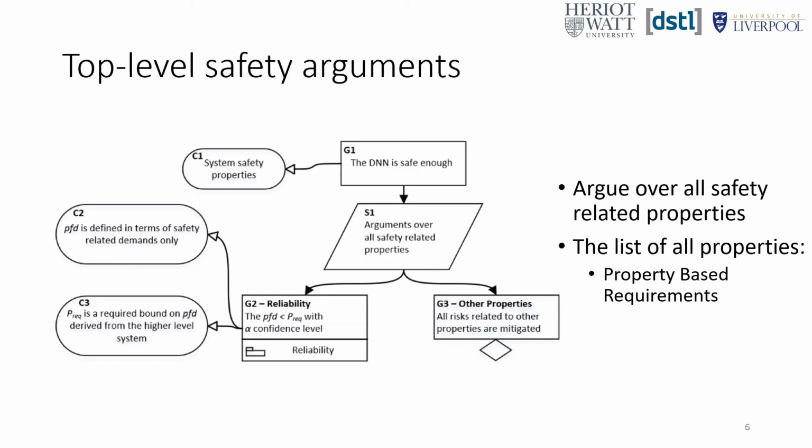This is our top-level safety arguments. Essentially, we try to argue that the deep neural network is safe enough over all safety-related properties. And the list of all those properties of interest for this given application can be derived from approach like property-based requirements. As an example, we discuss in the paper how to determine the reliability claims. Well, the general idea holds for other properties as well.